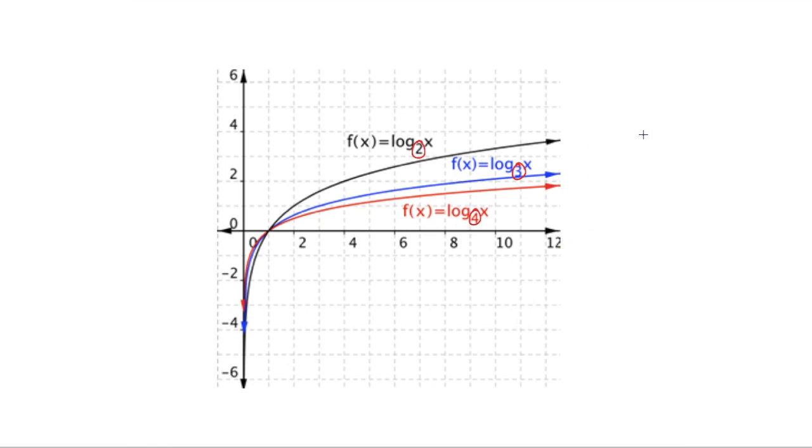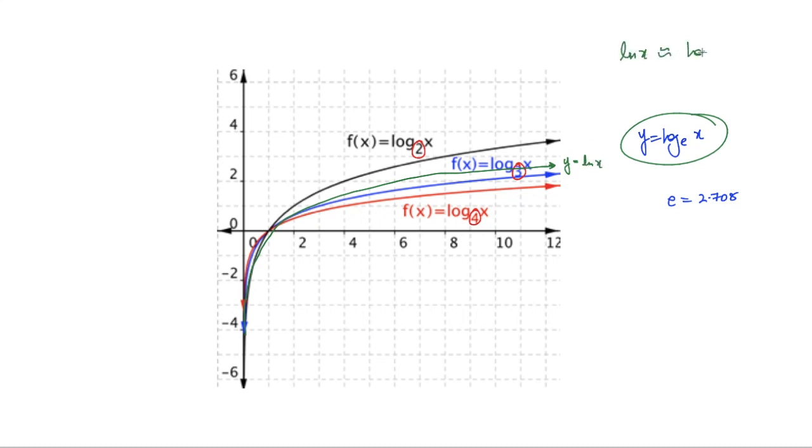Now if you have the natural log, that means y equals log base e of x, and you know that e equals 2.718 something. In that particular case, the curve will go in between those of base 2 and base 3. The curve will go somehow over here like this. This is going to be y equals ln x. It is denoted by ln x, which means log base e of x. This is called the natural log. So it can be represented in that way as well. So these are your logarithmic curves.